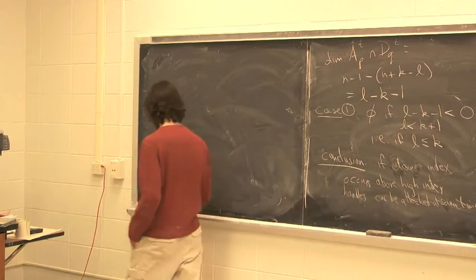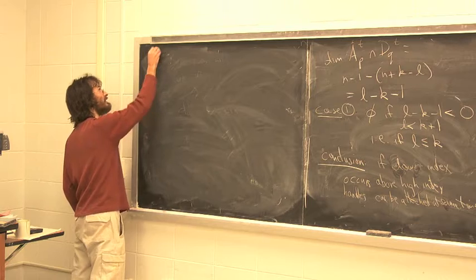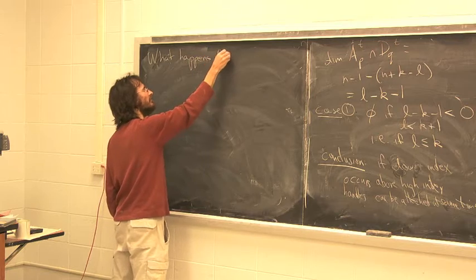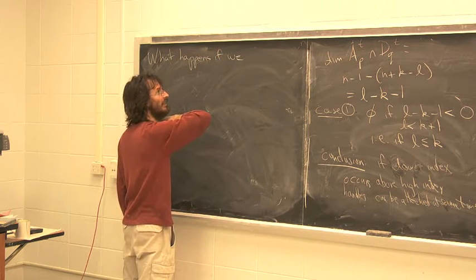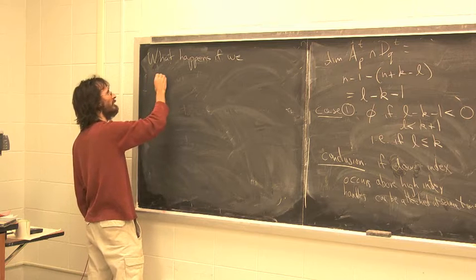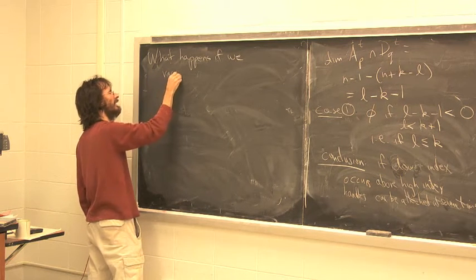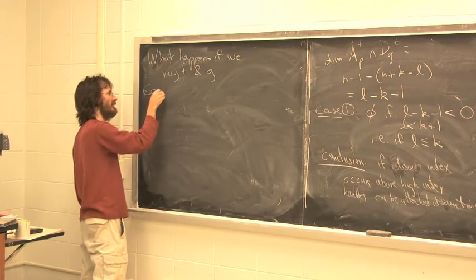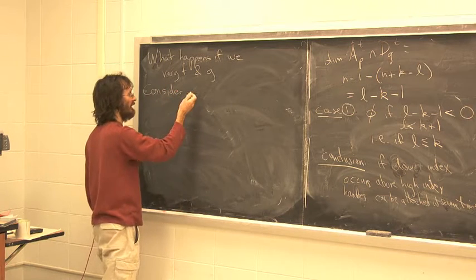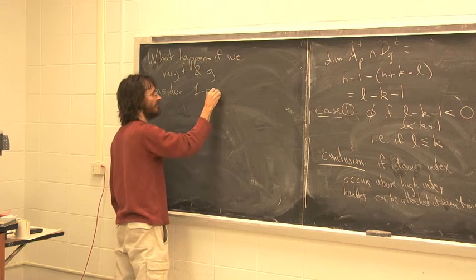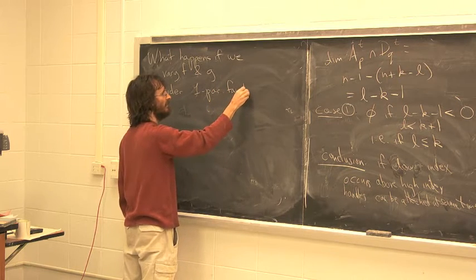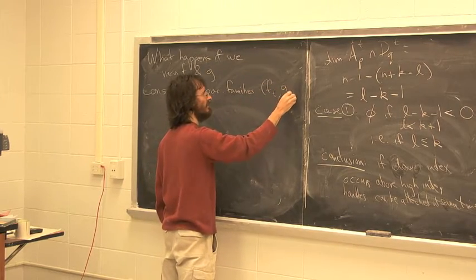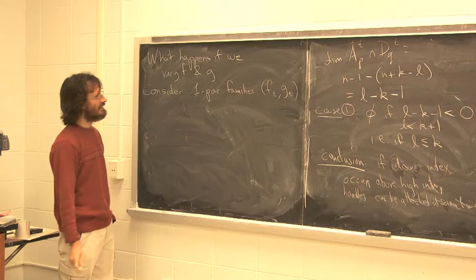But what I want to do now is think about what happens if we vary F and G together. Okay? So what I want to do now is consider one parameter families, F sub T, G sub T. Okay. But let's keep things simple for the moment.